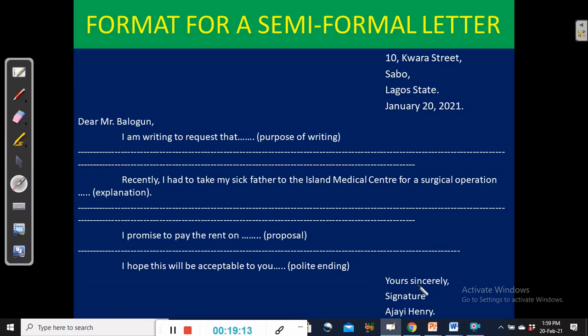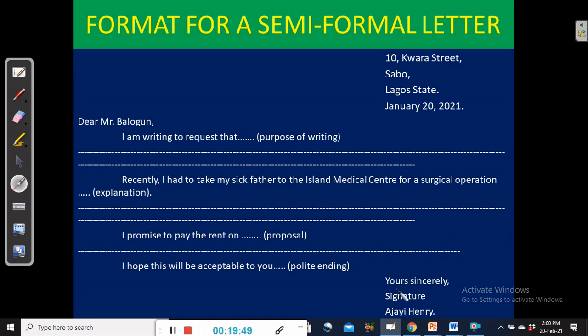Now, the subscription for a semi-formal letter is usually yours sincerely. If you are writing a formal letter, the ideal subscription is yours faithfully. But for a semi-formal letter, the ideal subscription is yours sincerely. You have to take note that yours starts with a capital letter Y, while sincerely starts with a small letter S. Then, of course, you append your signature here.